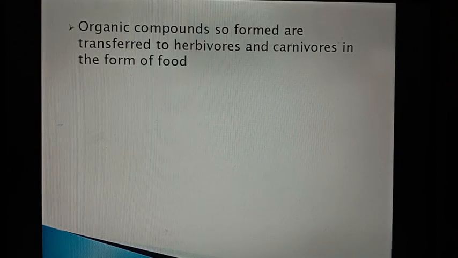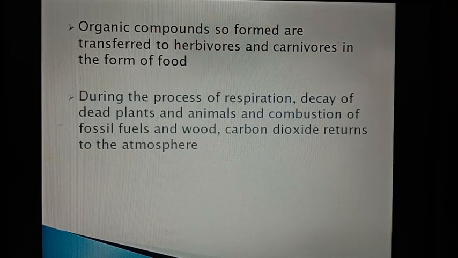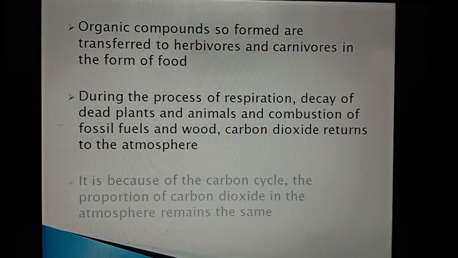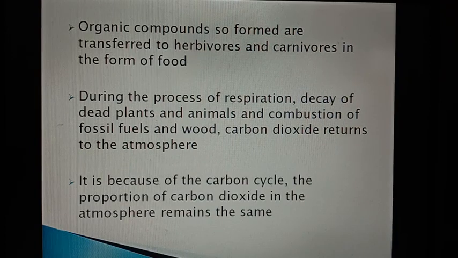Organic compounds so formed are transferred to herbivores and carnivores in the form of food. During the process of respiration, decay of dead plants and animals, and combustion of fossil fuel and wood, carbon dioxide returns to the atmosphere. It is because of the carbon cycle that the proportion of carbon dioxide in the atmosphere is maintained.